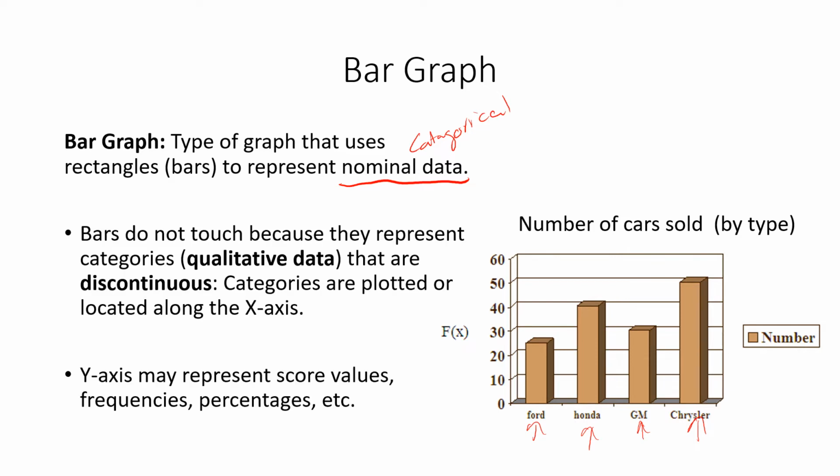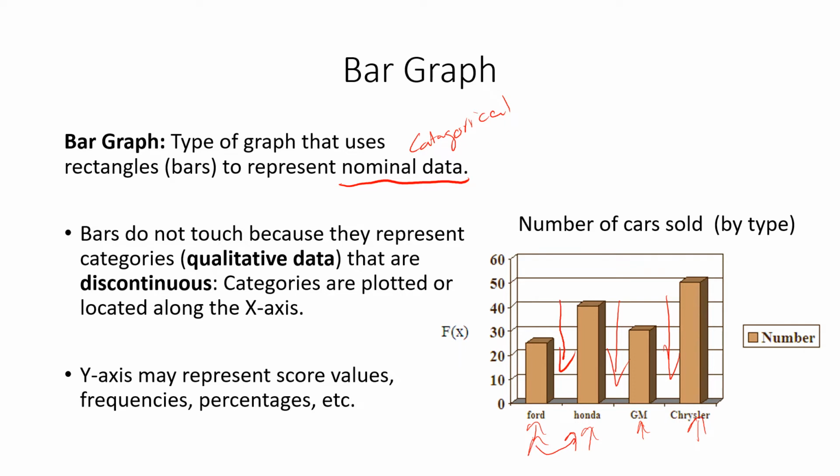It's very important though that these bars do not touch. You see there's a gap between the bars. The bars do not touch because they represent qualitative data, categorical data. It's discontinuous. There's nothing in between them. Plus, you can rearrange these however you want. You could put Honda first, Ford second, Honda at the end, Ford at the end. It doesn't matter which one goes where.